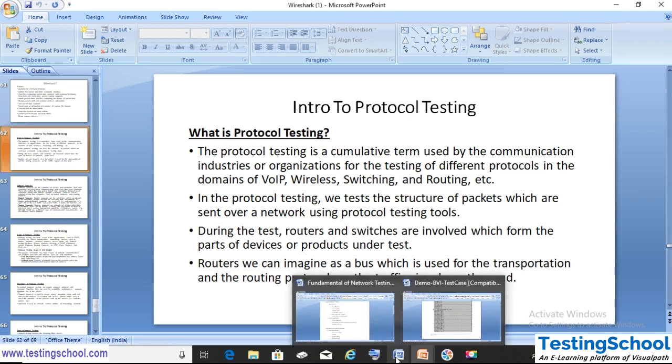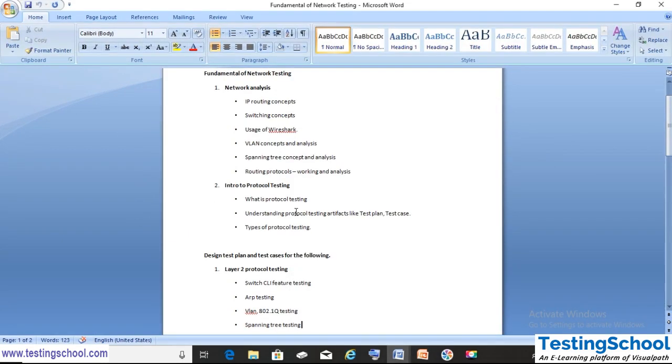In this session, we will cover an intro to protocol testing. We'll see what protocol testing is, understanding protocol testing, various artifacts like test plan, test cases, and other things which need to be specified in the test plan, and types of protocol testing.